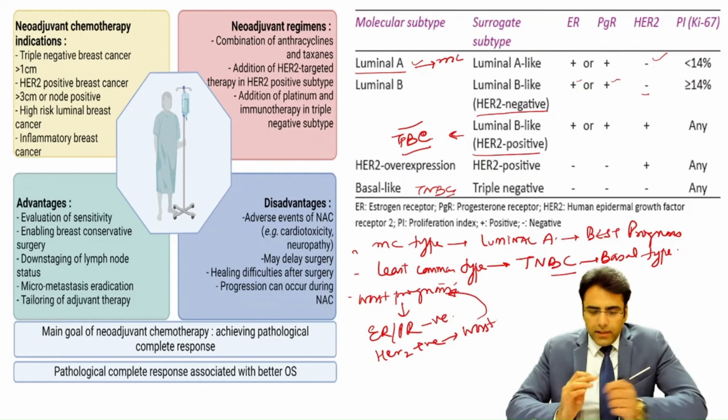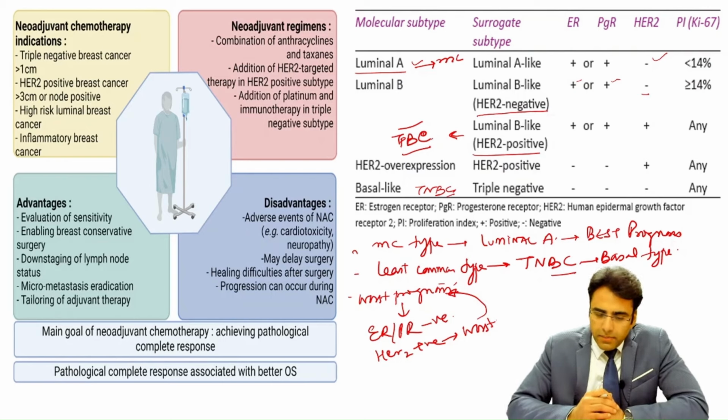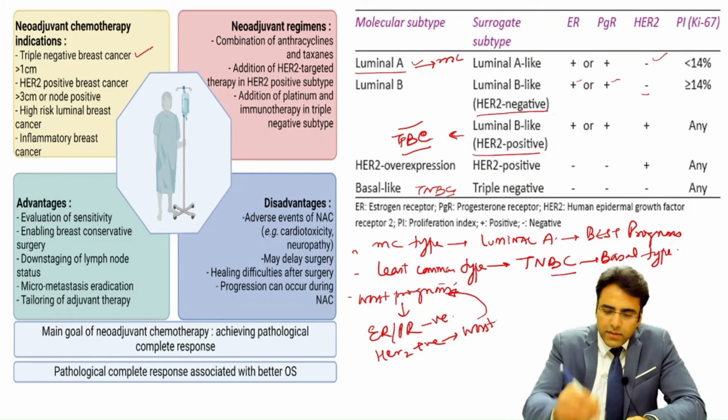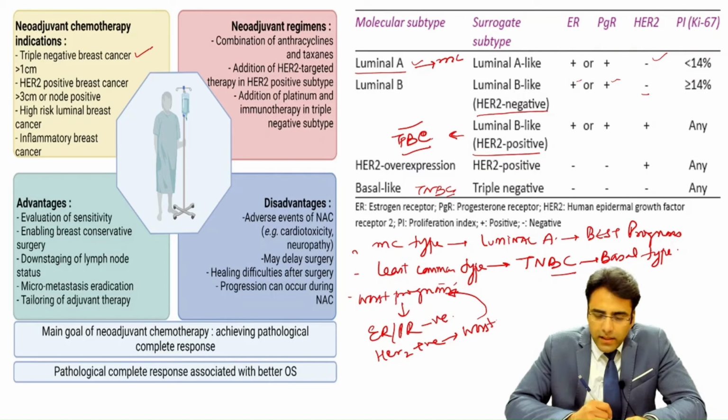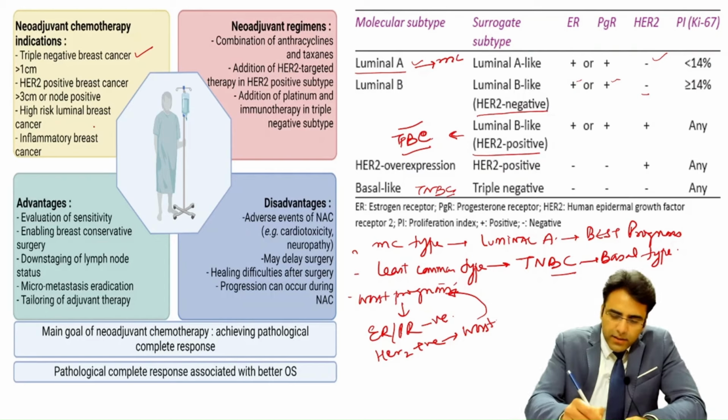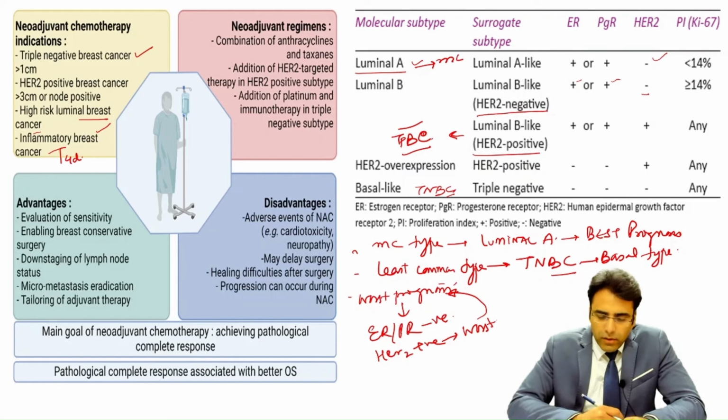Clear? After that, let us have a look at neoadjuvant chemotherapy. Indications are triple negative breast cancer of more than 1 centimeter size. Then HER2 positive breast cancer more than 3 centimeter or node positive. High risk luminal breast cancer and inflammatory breast cancer, that is T4D. Clear? Now what are the advantages?